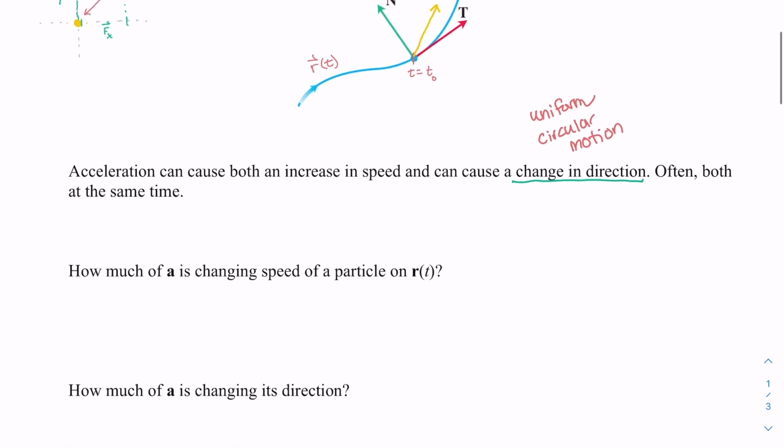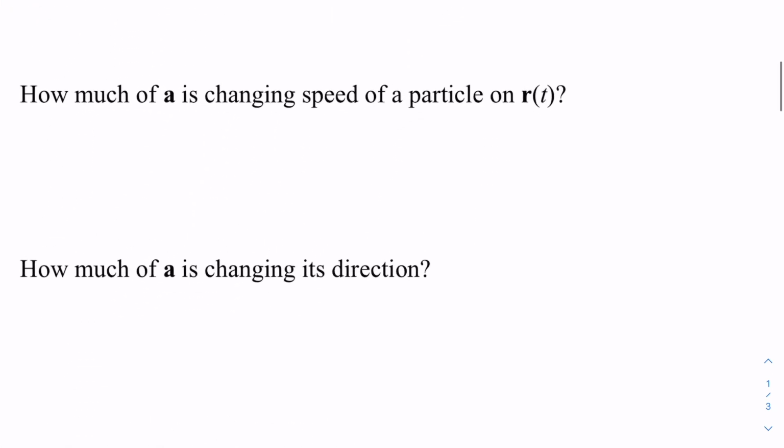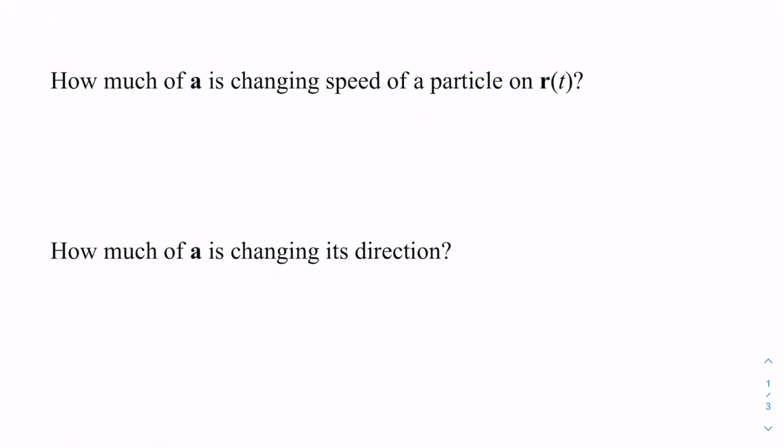So if we were interested in how much of the acceleration vector A is changing the speed of a particle on this curve, then we want to know how much of the acceleration vector is pushing in the direction of the curve. Or in other words, how much of A is in the tangential direction. So this is the amount of A in the tangential direction.